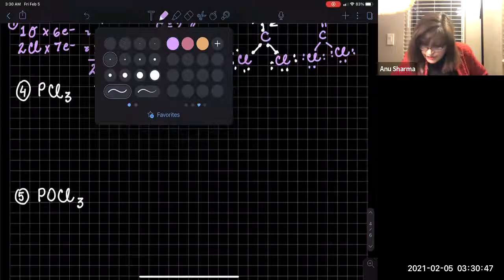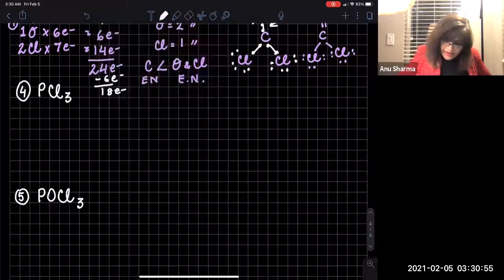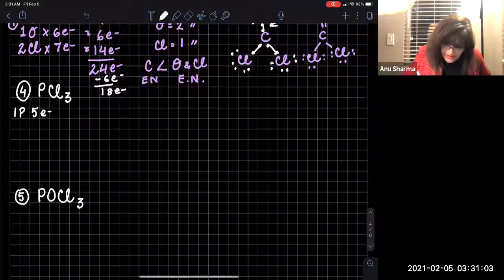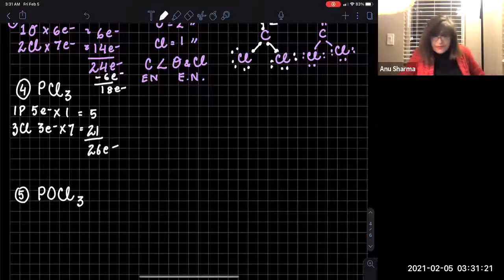PCl3 is phosphorus, same thing. Okay, phosphorus has 5 valence electrons, 5 electrons from one phosphorus, and 3 chlorines, so 3 times 7. So 5 here and 7 threes are 21. So a total of 26 electrons.